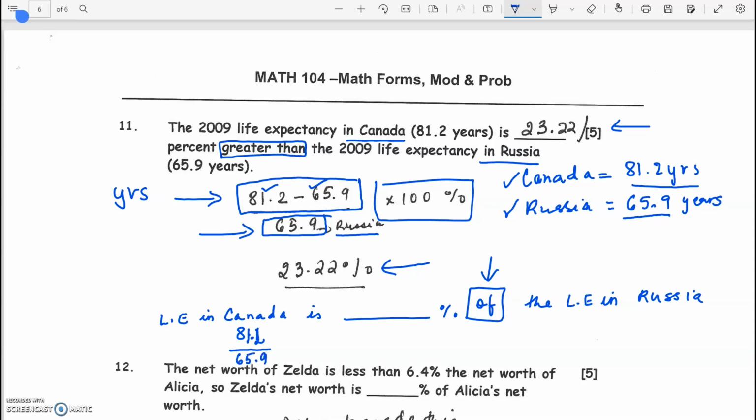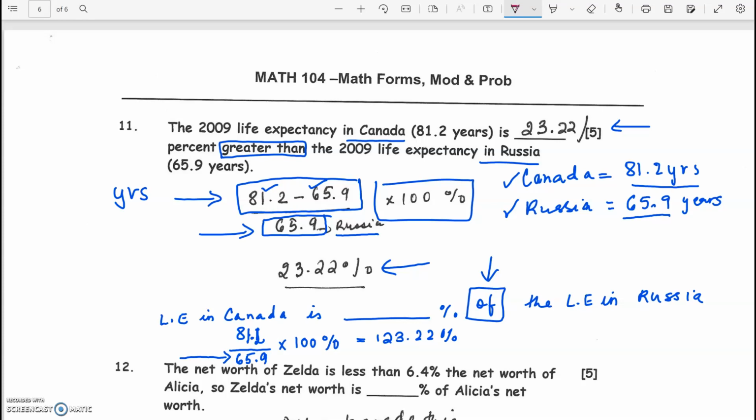We divide that by the life expectancy in Russia, because that's what we are looking at it as a percentage of. We're looking at the life expectancy in Canada as a percentage of the life expectancy in Russia. So pay attention to the denominator. That's what the denominator is based on, the wording of the question. So notice here we are not subtracting. We're just putting one life expectancy over the other. Pay attention to what the denominator is and multiply it by 100%. And this is what will give us the answer.